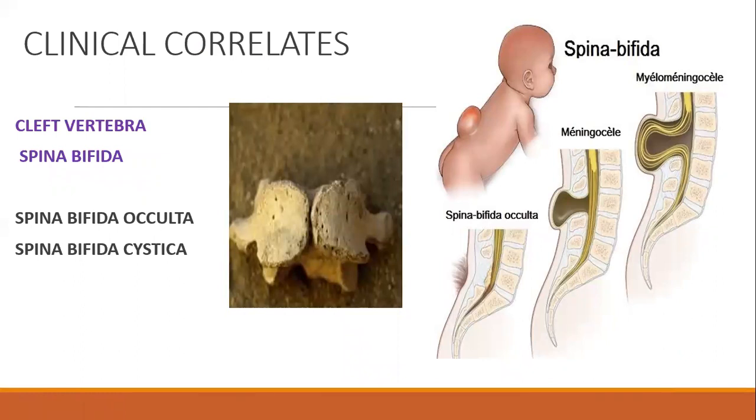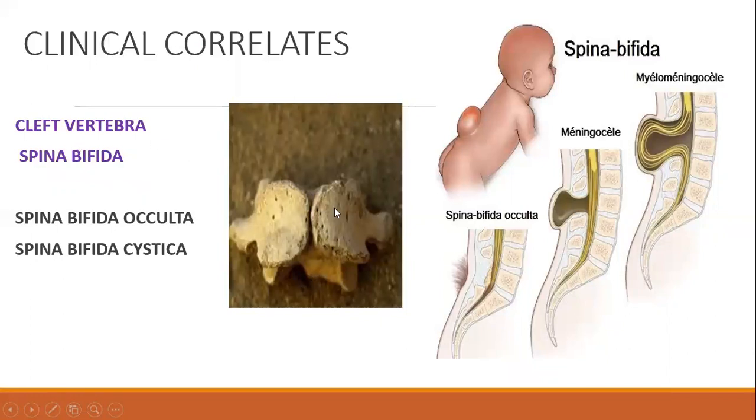Coming on to the important clinical correlates relating to the development of the vertebral column. So we have seen that the vertebra develops from two somites, the caudal half of the upper and the cranial half of the lower one, and these two fuse to form one vertebra. A vertebra has a body, transverse process, and a spinous process. So what is a cleft vertebra?